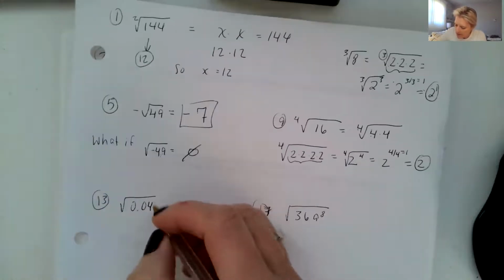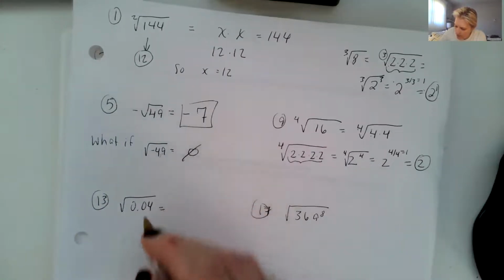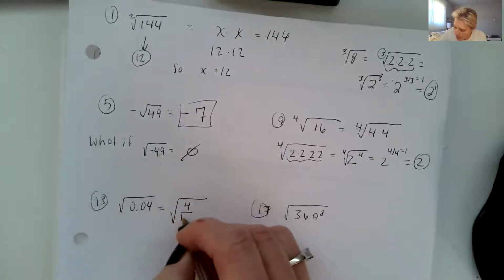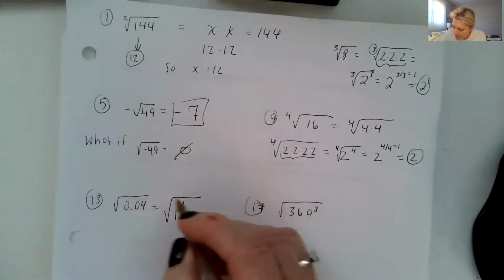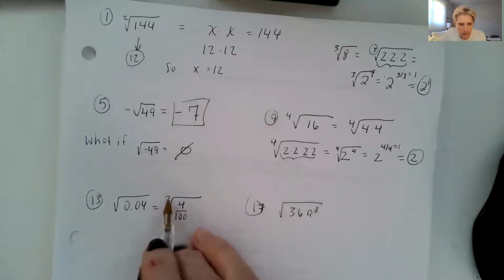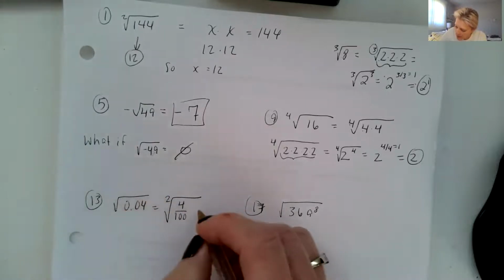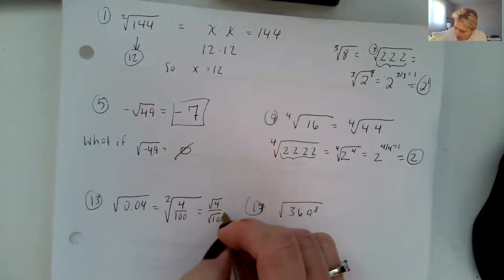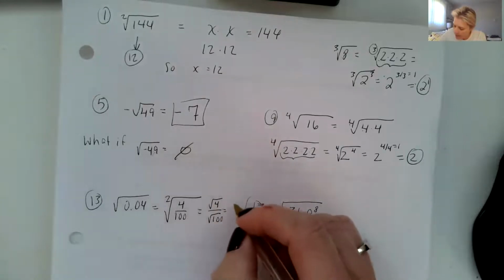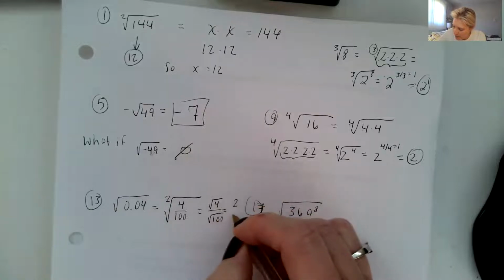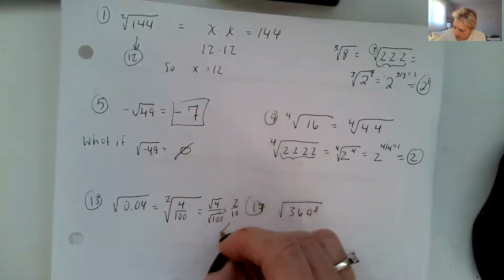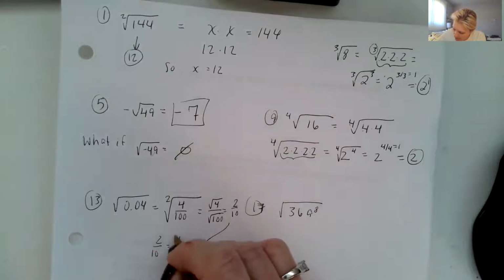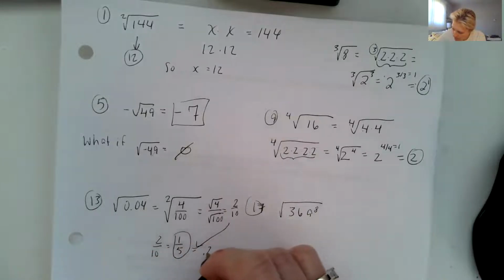Now, number 13 is the square root of 4 100ths, right? 0.04 is 4 100ths. And it's a square root. When you don't see the root, we assume it's a 2. And so I can break that apart and say the square root of 4 over the square root of 100. And I know the square root of 4 is 2, and I know the square root of 100 is 10. And then 2 over 10 reduces to 1/5, or 0.2.